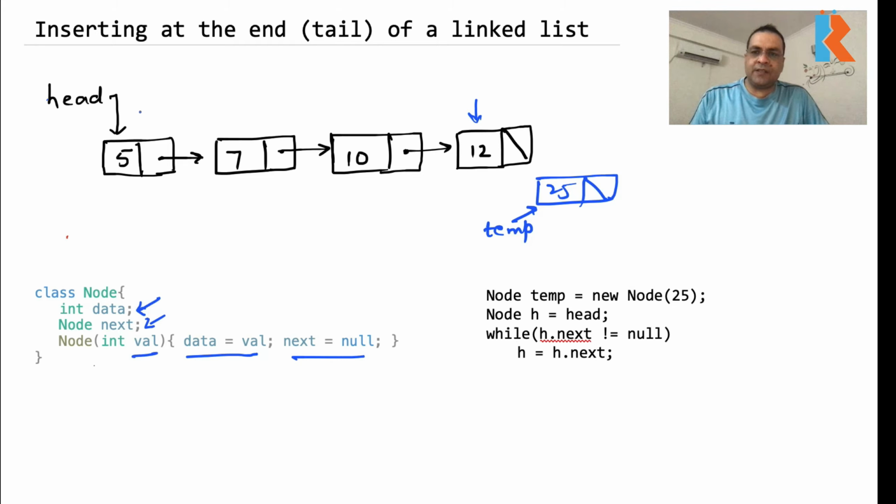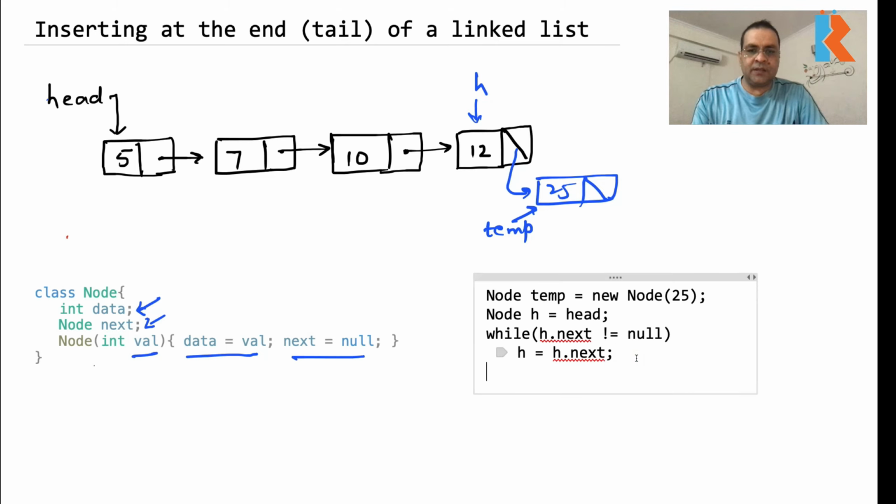In this case, first we will have an h here, then next of h is not null, so h will come here. Next of 7 is also not null, so h comes here. Next of 10 is also not null, so h comes here, and next of 12 is null, so h will stay here, and we move out of the while loop. Now when this while loop gets executed, this is how the linked list and the pointers look like. Now what we want to do is set the next of h to temp.